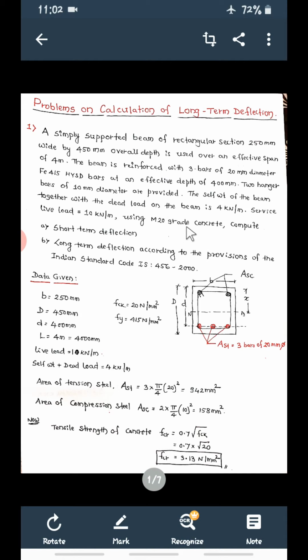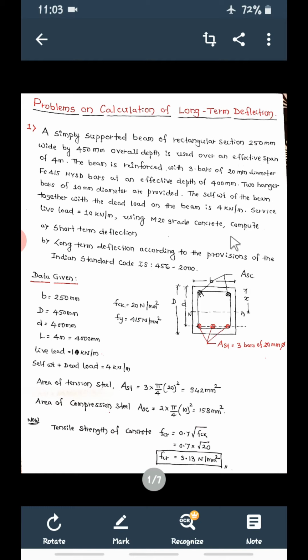Using M20 grade concrete, compute first the short term deflection, then second the long term deflection according to the provisions of the Indian Standard Code, that is IS 456 2000. So this problem we have already solved, where we found the short term deflection. The same problem will be used, then we'll calculate the long term deflection.